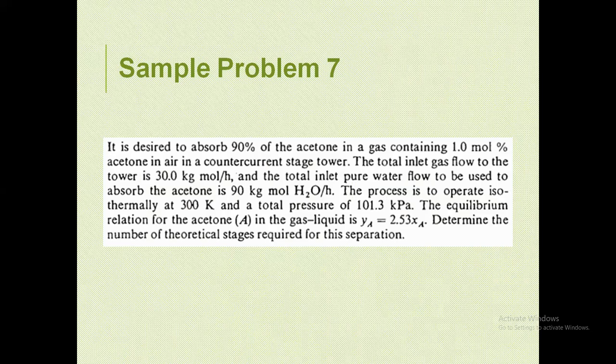Now, it is desired to absorb 90% of the acetone in a gas containing 1 mole percent acetone in air in a countercurrent stage tower. The total inlet gas flow to the tower is 30 kg mole per hour, and the total inlet pure water flow to be used to absorb the acetone is 90 kg mole water per hour. The process is to operate isothermally at 300 Kelvin, and the total pressure is 101.3 kilopascal. The equilibrium relationship for the acetone A in the gas and the liquid water solvent is given by Y sub A equal to 2.53 X sub A. This is good because you are already given the M. Determine the number of theoretical stages required for this given separation.